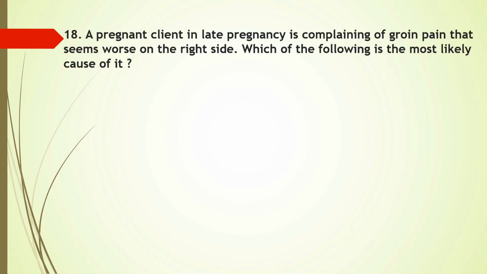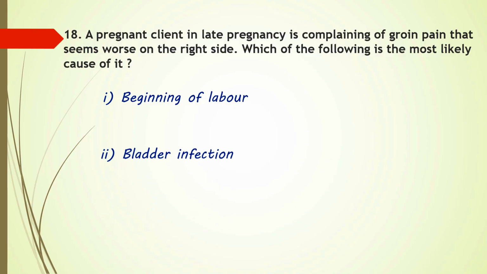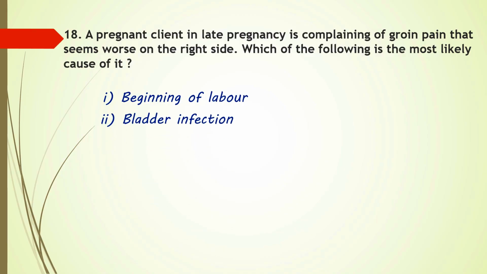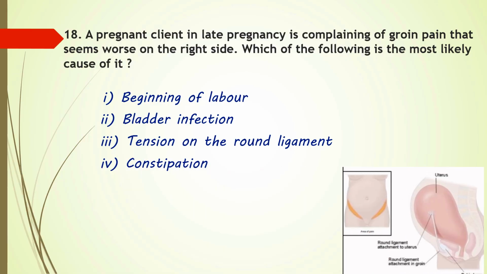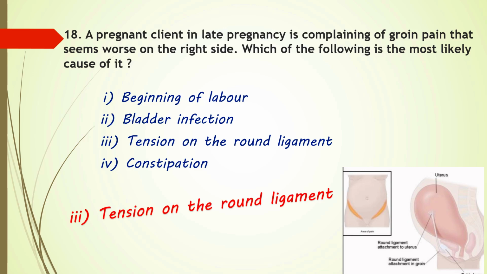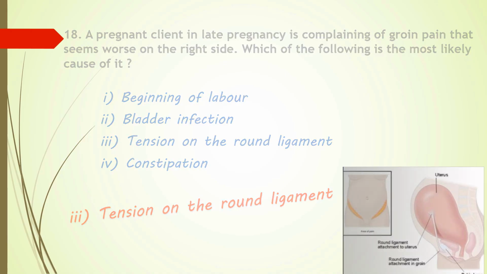Question number 18. A pregnant client in late pregnancy is complaining of groin pain that seems worse on the right side. Which of the following is the most likely cause of it? Options are beginning of labor. Option 2, bladder infection. Option 3, tension on the round ligament. Or option 4, constipation. In late pregnancy, groin pain is very common and usually a normal part of the body stretching and adjusting to a growing baby. And it is specifically caused by pressure on the round ligament. So here option 3 is the correct answer.